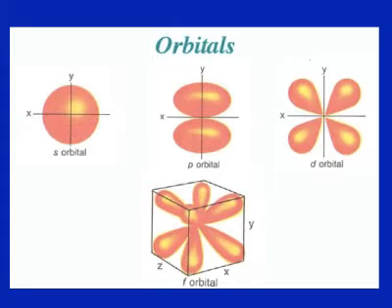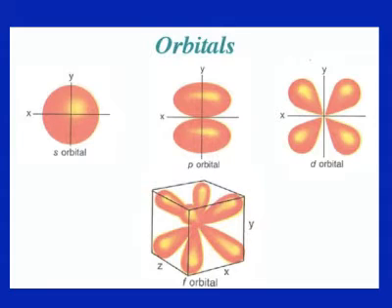So P, remember there are 3 of them. D, you see the clover leaf shape? Kind of looks like a 4-leaf clover. And then F, can I really try to define the shape of F? Kind of looks crazy to me, correct? There are 7 orbitals all trying to exist at the same time, so it's going to be a very complex shape all at the same time.